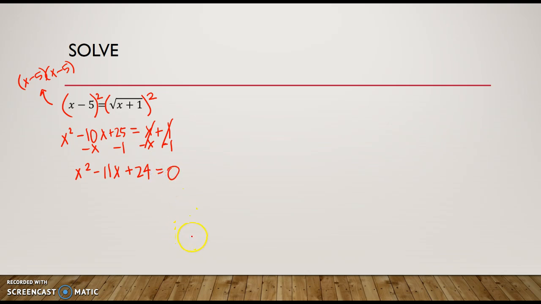Okay, now I'm solving like I do any quadratic. You've got 4 options. Graphing is always an option, but we're not going to do that here. You could also do completing the square. We can do factoring. And then we could do the quadratic formula, which works every single time. I can see that this one's easily factorable, so that's what I'm going to do.